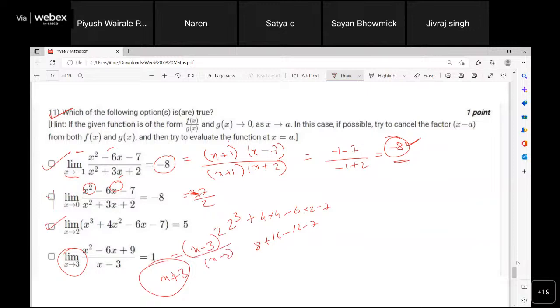Yes, sir, we can write it in this form. Yeah, like this form, sir. So as x tends to 3, x minus 3 will be 0, right? Yes, sir. So this is not correct. So option A and C are the correct ones.